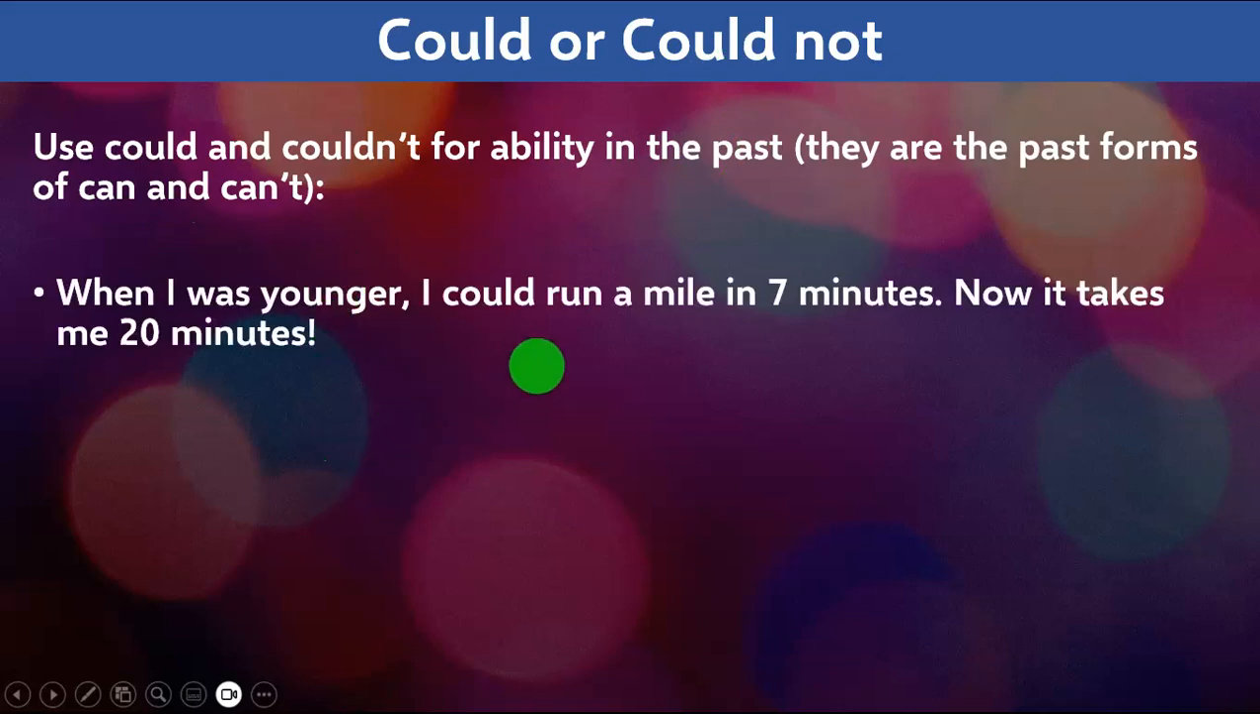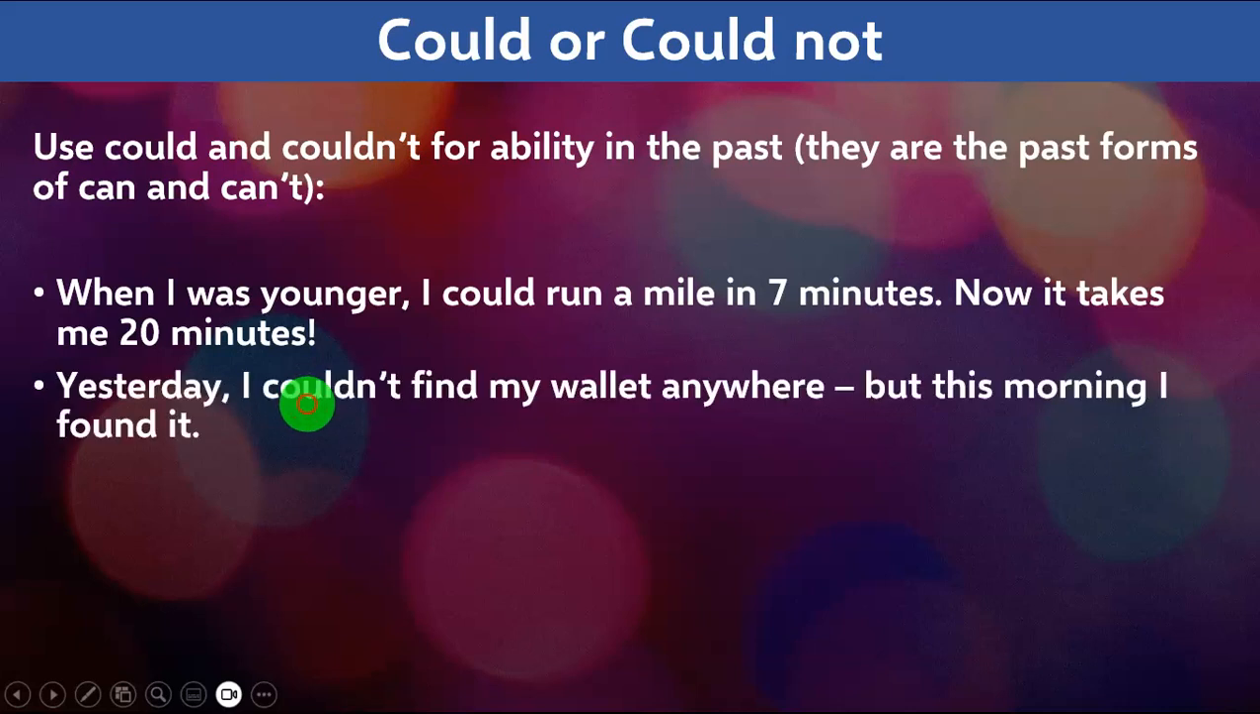When I was younger, I could run a mile in 7 minutes. Now it takes me 20 minutes. So this person is talking about the past. When he was younger, which is an event in the past, he could run a mile in 7 minutes, but now it takes him 20 minutes, right? So it's talking about something in the past.